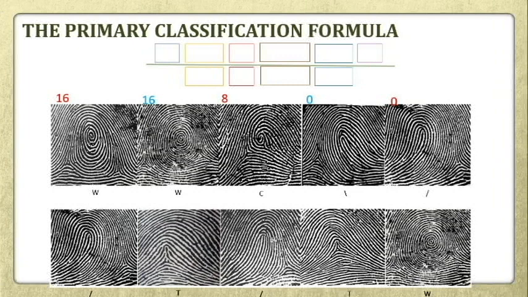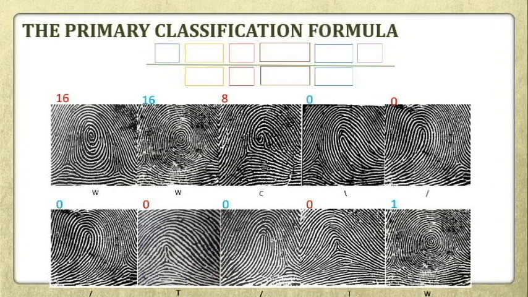To proceed, finger number 6 is an ulnar loop. Therefore, it is given 0 points. Finger number 7 is a tented arc, so 0 points. Finger number 8 is an ulnar loop, while finger number 9 is a tented arc, so they will be given 0 points. And lastly, finger number 10 is a plain whorl, so it will be given 1 point.